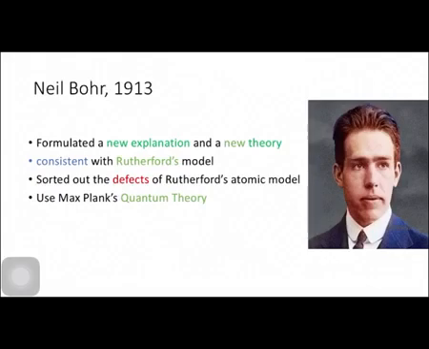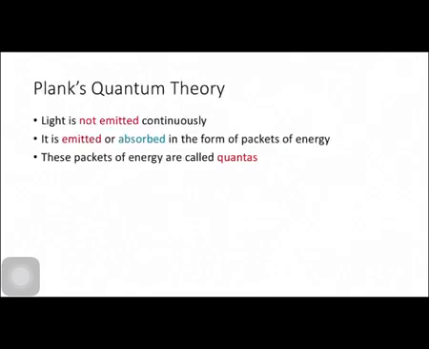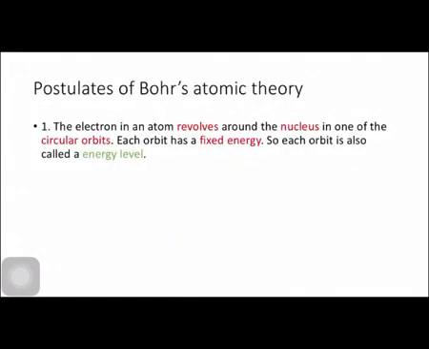So students, before discussing Bohr's atomic theory, let's first discuss Planck's quantum theory, which was proposed by Max Planck. According to Planck, light is not emitted continuously. It is emitted or absorbed in the form of packets of energy, and these packets of energy are called quanta. On the basis of these postulates, Bohr formulated a new theory. It was a modification of Rutherford's atomic theory, and it nicely explains the observed line spectrum. So students, let's discuss the main postulates of Bohr's atomic theory one by one.